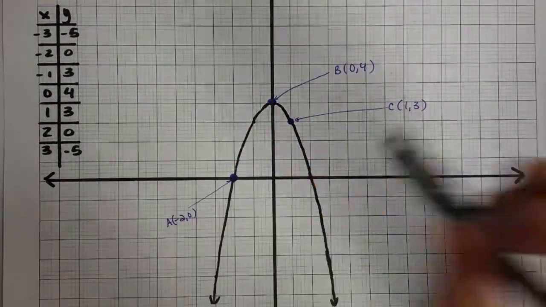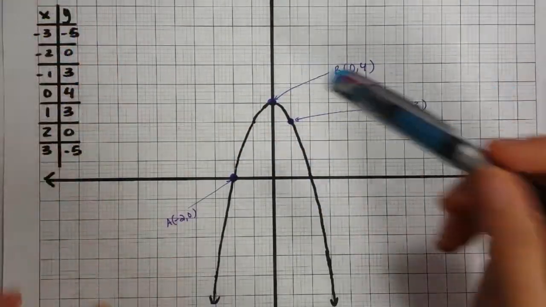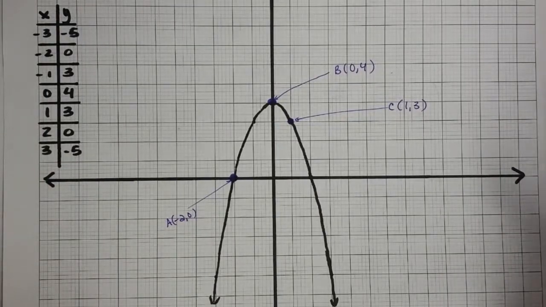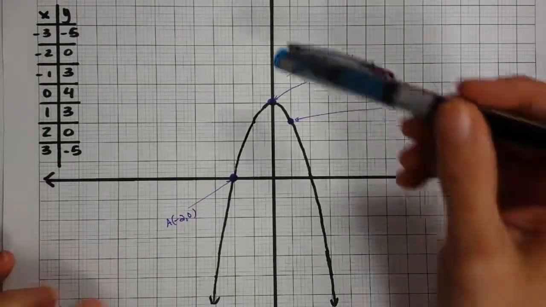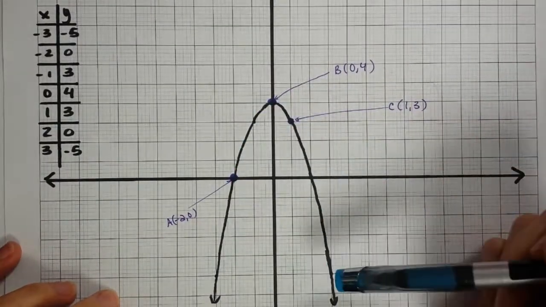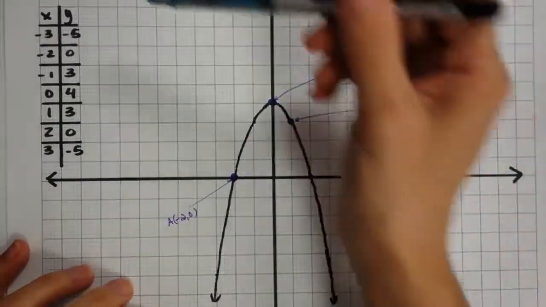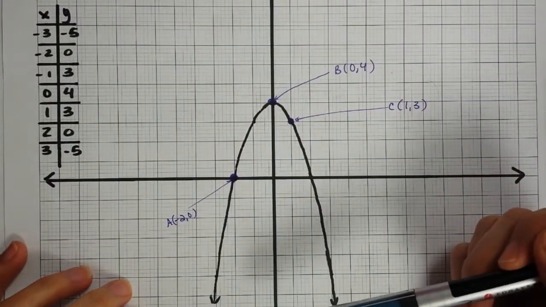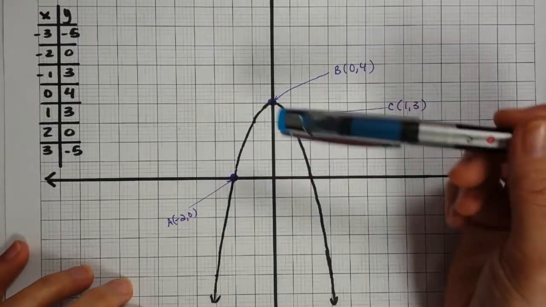Okay, today I am going to be teaching you how to find the slope of a line that's at a certain point on a curve. And the equation we have here is y equals 4 minus x squared.